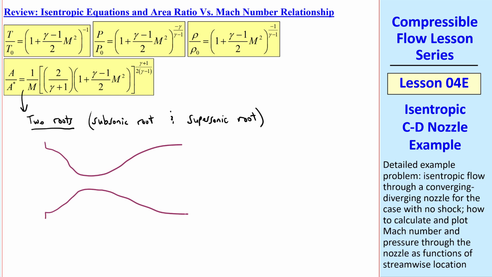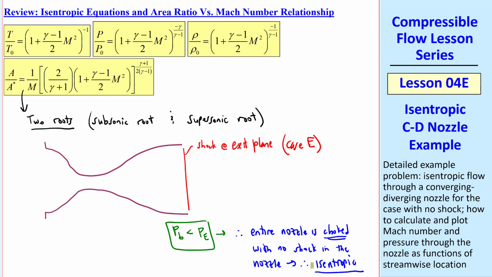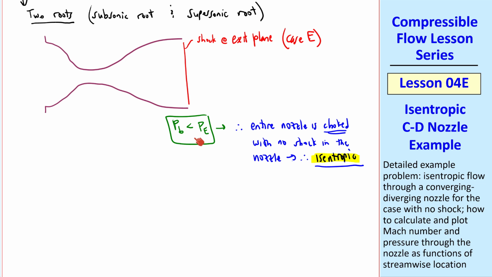For our typical converging-diverging nozzle, recall from previous lessons, case E had a shock at the exit plane. Well, here we'll discuss the case where PB is less than PE. Therefore, the entire nozzle is choked with no shock in the nozzle. Therefore, the isentropic approximation is reasonable. We'll see in our example problem that we have to verify this. And for this case, under these conditions, there's no shock throughout the entire duct.